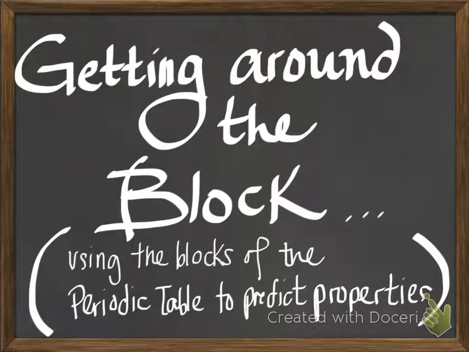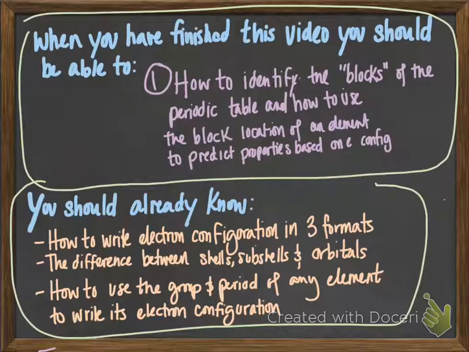Hi, it's Moser with a brief tutorial on using the blocks of the periodic table to predict the properties of elements, or getting around the block. When you finish this video, you should be able to identify the blocks of the periodic table and how to use the block location of an element to predict properties based on the electron configuration, which, oh yeah, you can use the block identity of the element to predict.